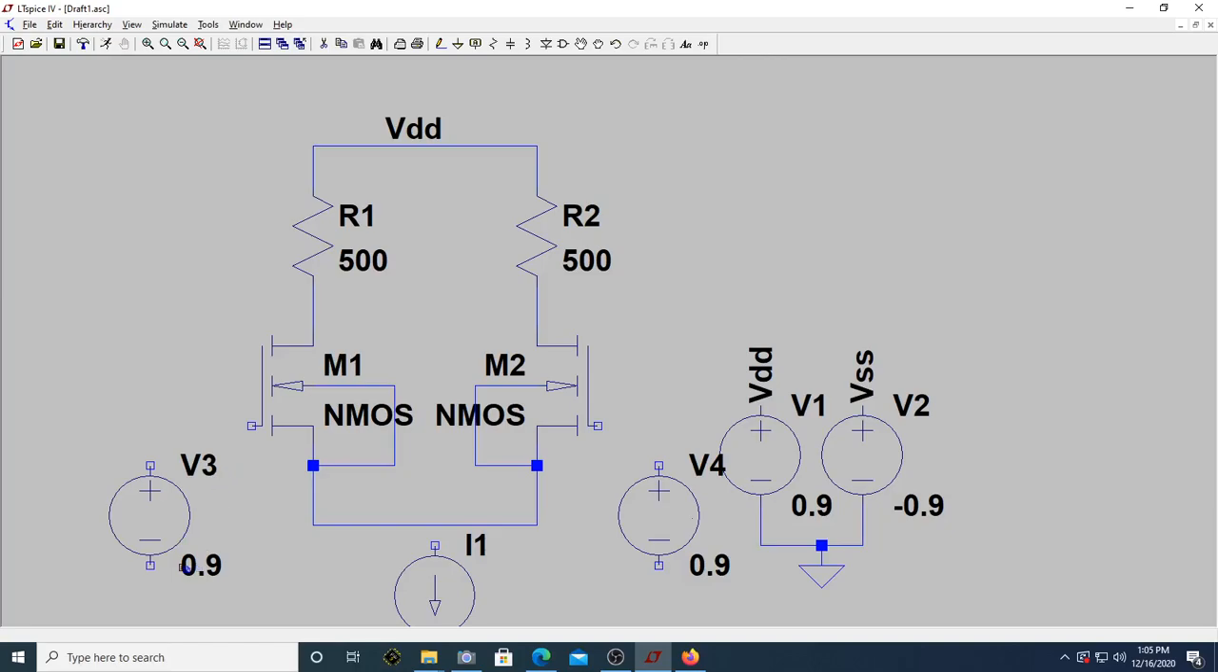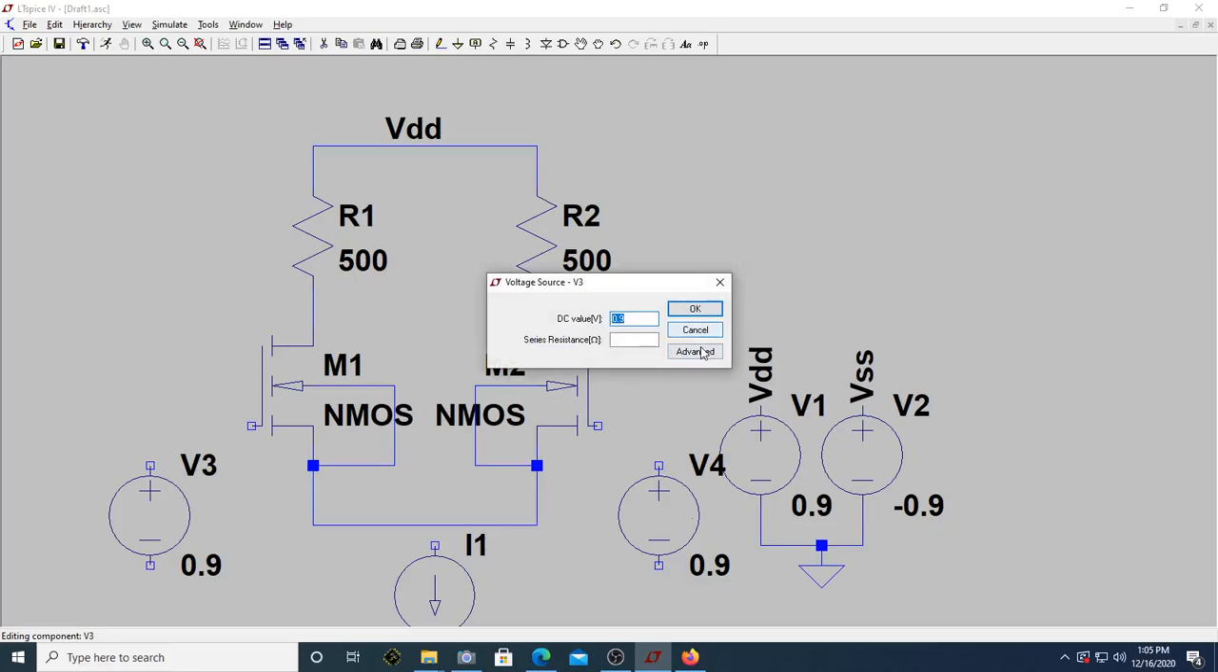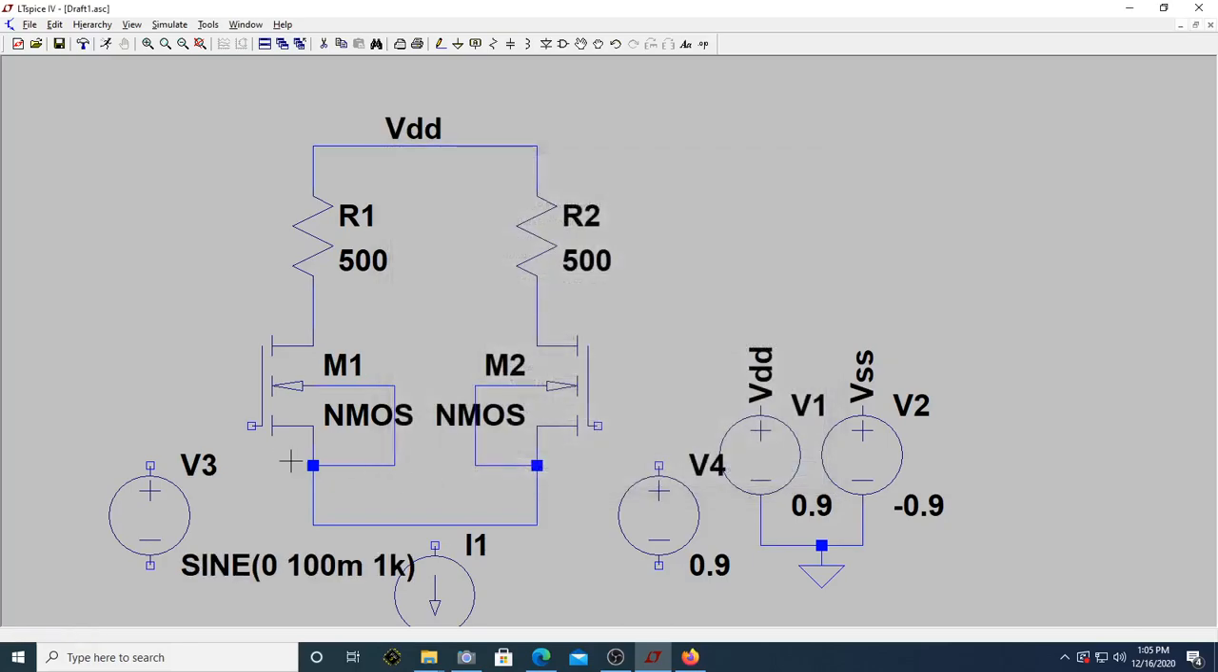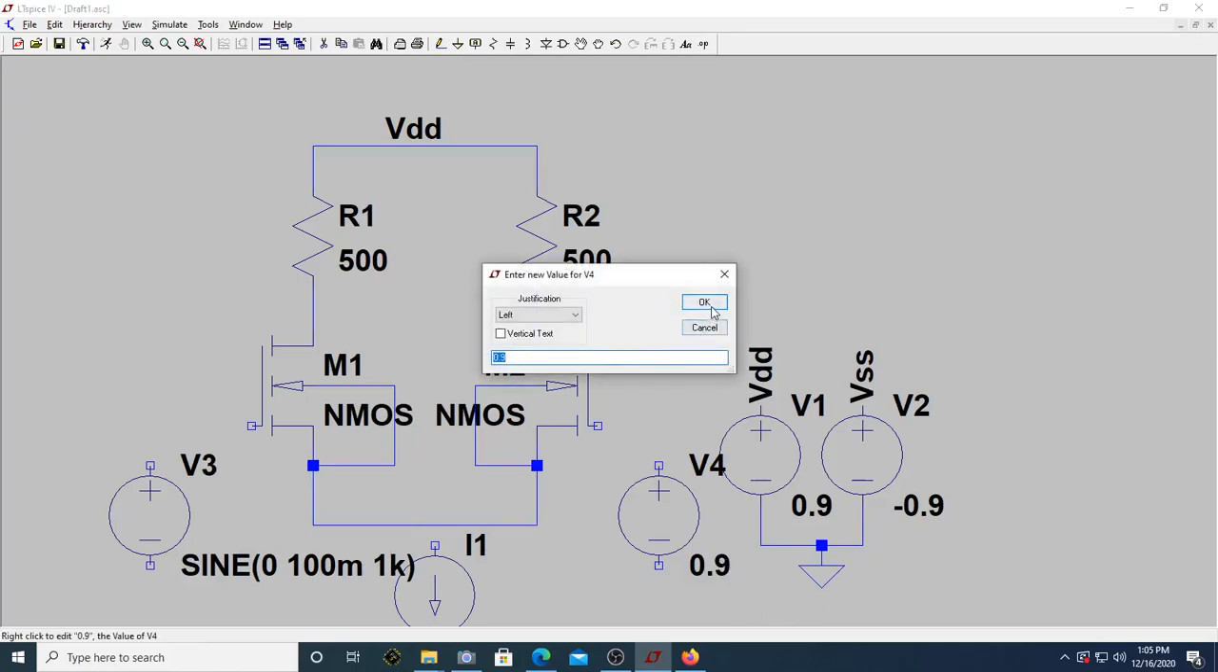Let me change this to an input source. Let me not have the DC here. Let me have a sine source of amplitude around maybe 100 millivolt with a frequency of maybe 1 kilohertz. Okay, this is the sine wave. So let us have a similar type of signal over here.